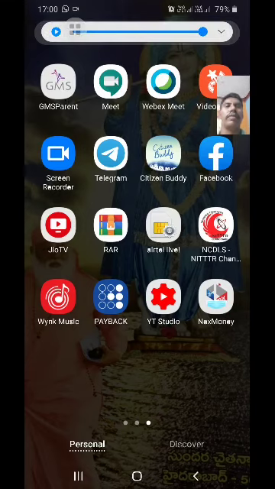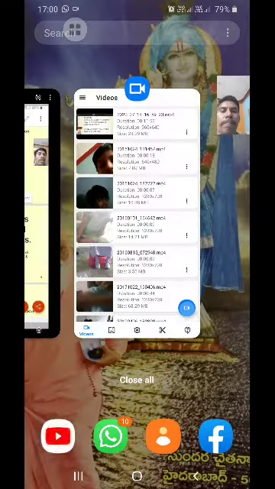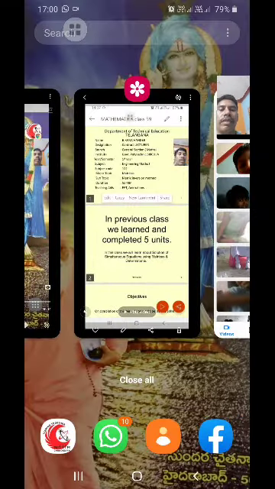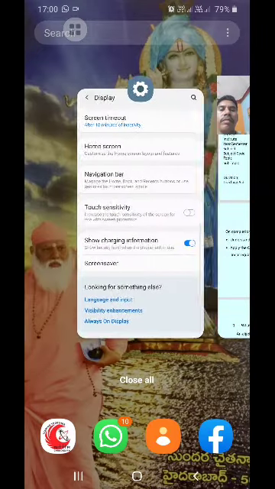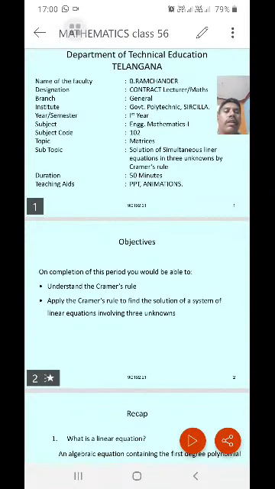Morning, dear students. Today we will learn about how to solve equations by using the matrix determinant method, or we say Cramer's rule.